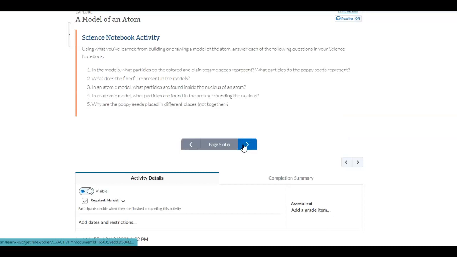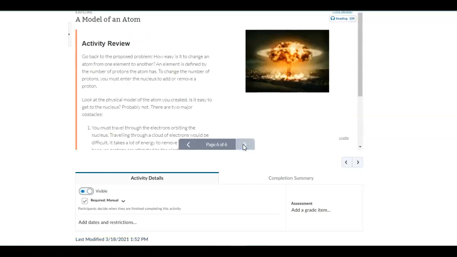All right, so we have gone through all of the guiding questions and we've gone through the science notebook activity that should be submitted as well. In the activity review, it says to go back to the proposed problem. How easy is it to change an atom from one element to another? An element is defined by the number of protons the atom has. That would be a great thing to have in your notes. To change the number of protons, you must enter the nucleus to add or remove a proton.